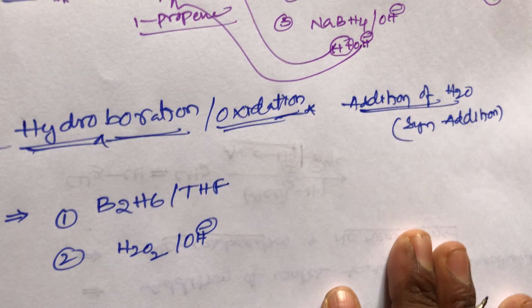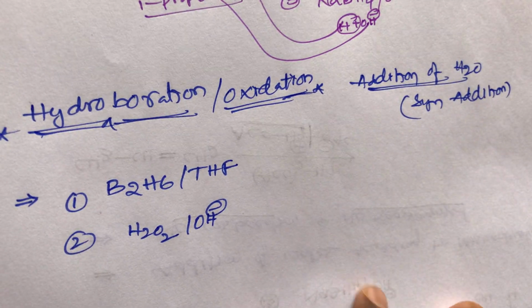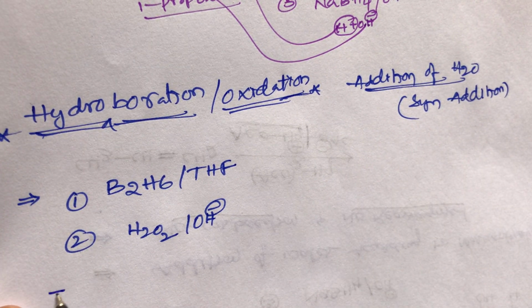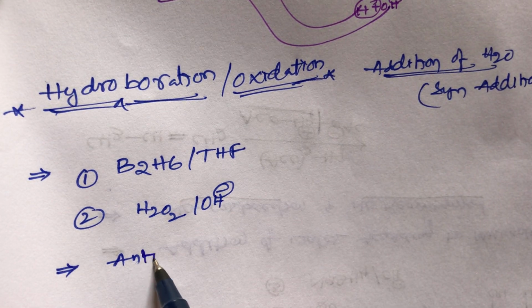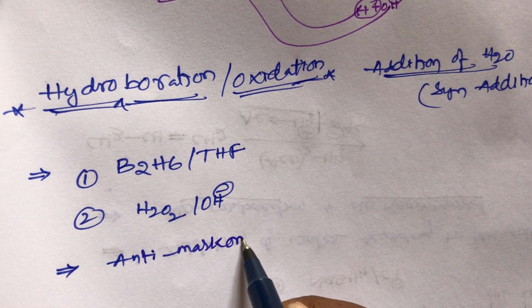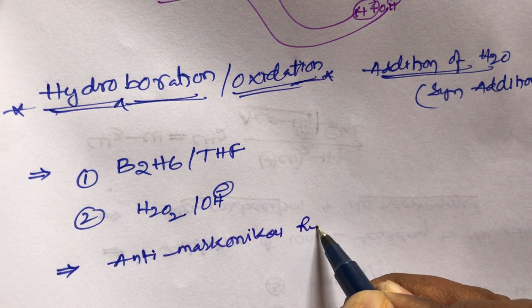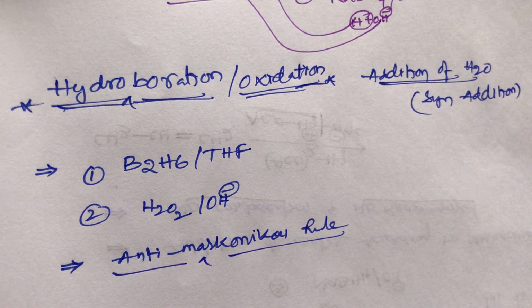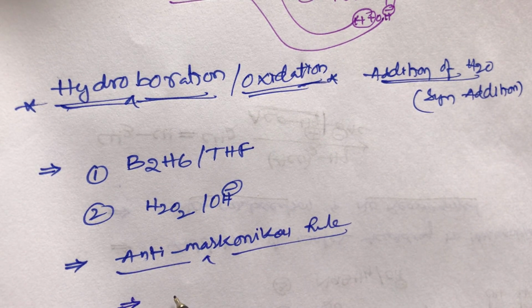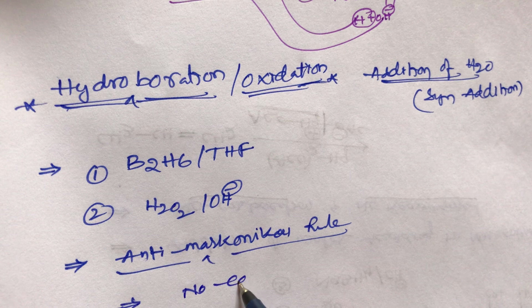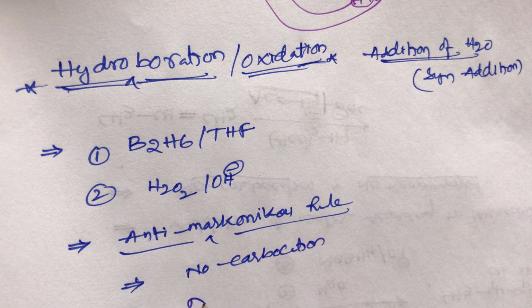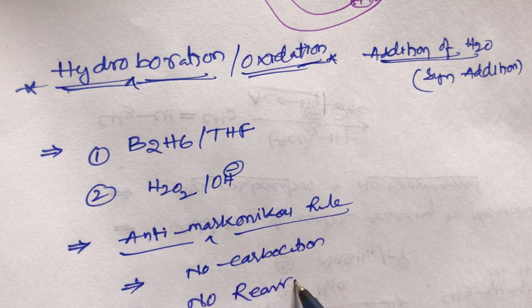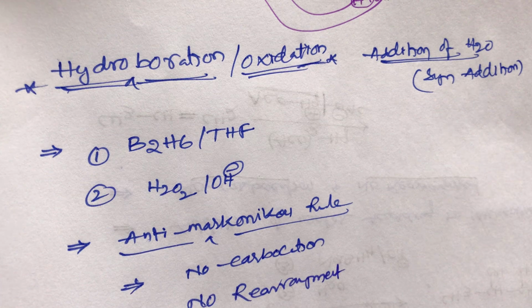So this hydroboration and oxidation follows the anti-Markovnikov rule. It is a very most important point, student. It follows the anti-Markovnikov rule. And here also there is no formation of carbocation. There is no intermediate carbocation, and here also no rearrangement. It is a very most important point, students.